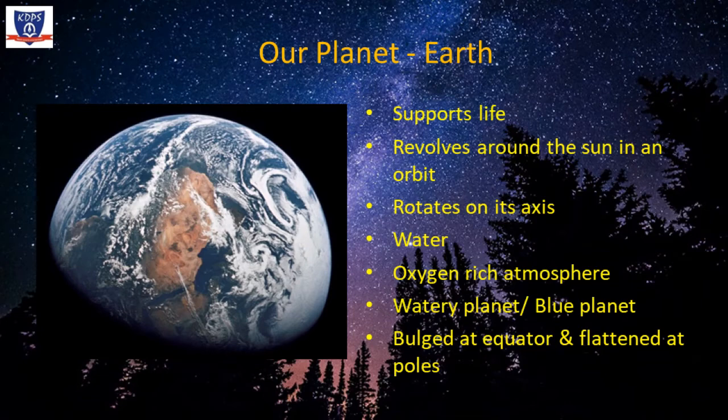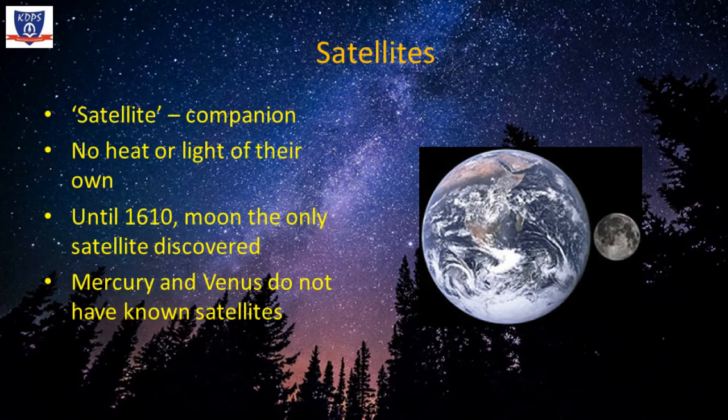Let's now move ahead and understand about satellites. The word satellite means an attendant or a companion. They move around the planets from west to east. They do not have their own light and reflect the light of the Sun. Until 1610, the Moon was the only known satellite in the solar system. Today, there are more than 100 known satellites. Mercury and Venus are the only two planets that do not have any known satellite.